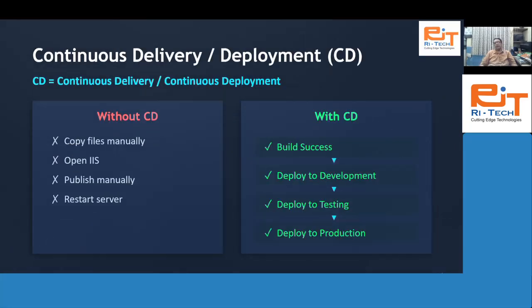Now, the second part of CI/CD is CD. CD is called continuous delivery or deployment. So without CD, what will happen? You need to copy all the files manually. You need to open IIS and publish the entire application manually. Sometimes you might need to restart the server. That is very challenging.